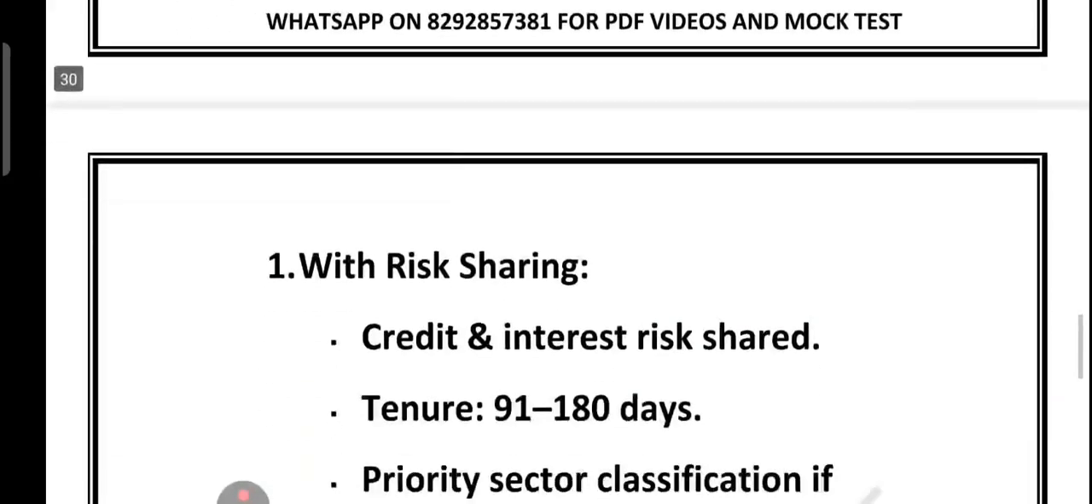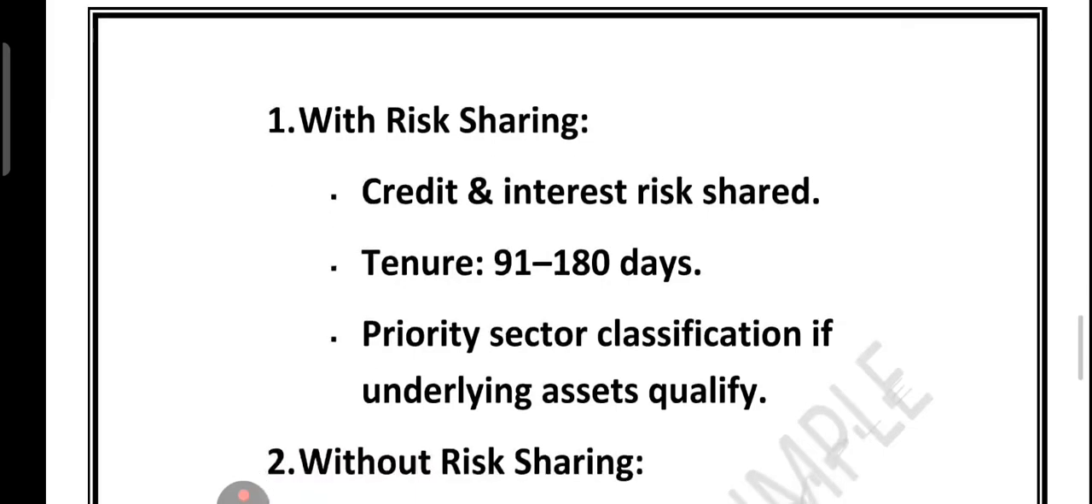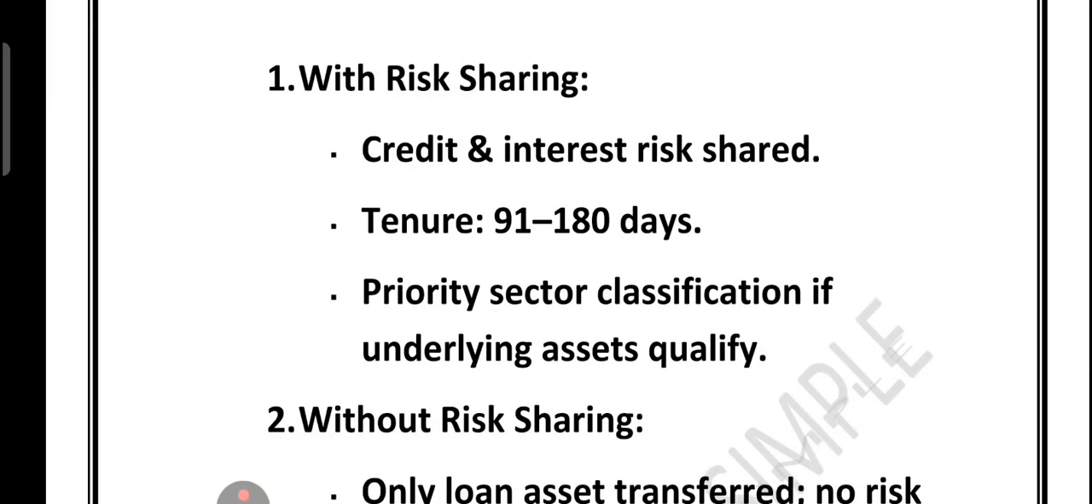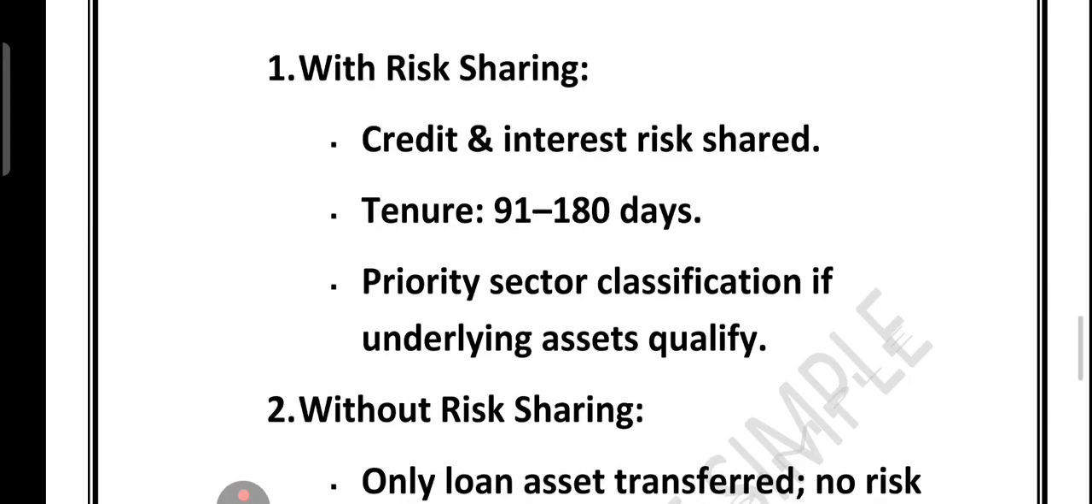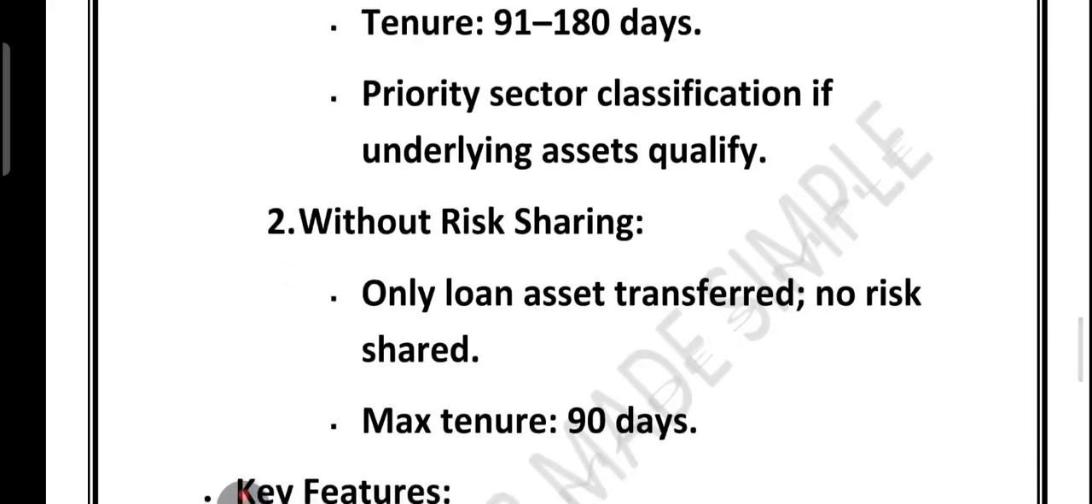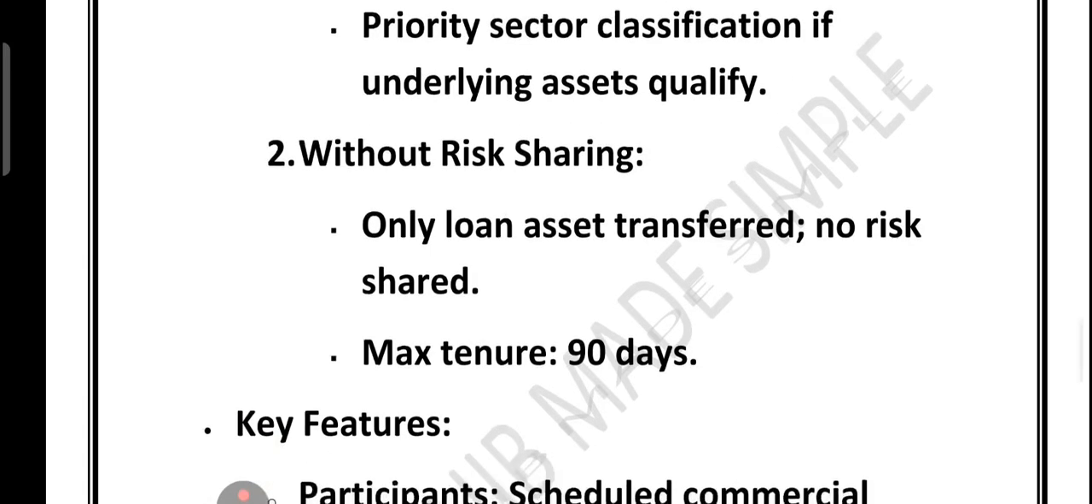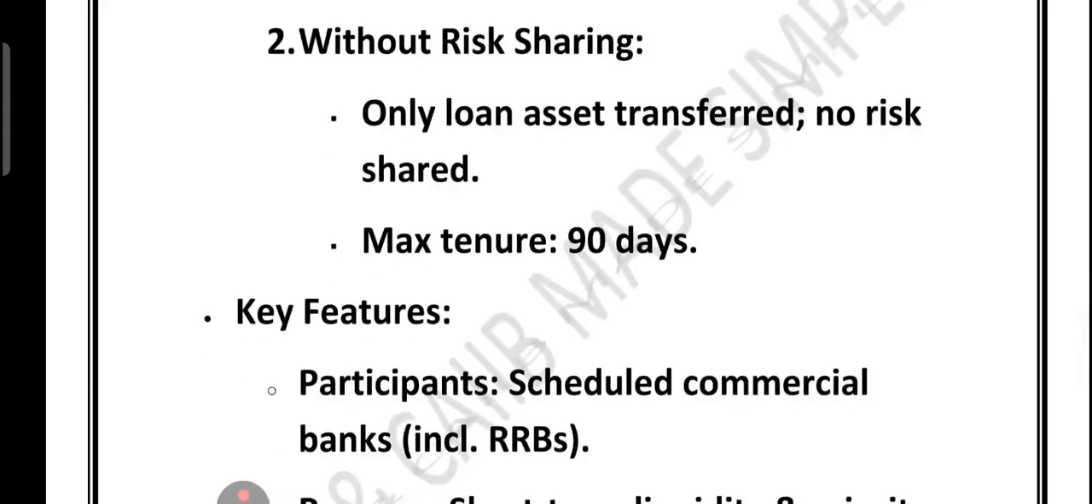If you look at the types of IBPC, we have first, with risk sharing, which means credit and interest rate risk is shared between the banks. Tenure is usually 91 days to 180 days. It counts for priority sector classification if the underlying loan qualifies. Then the second type is without risk sharing, which means only the loan asset is transferred, risk is not shared. That's why the word is without sharing. Maximum tenure is 90 days. So IBPC can share or not share the risk depending on the structure.